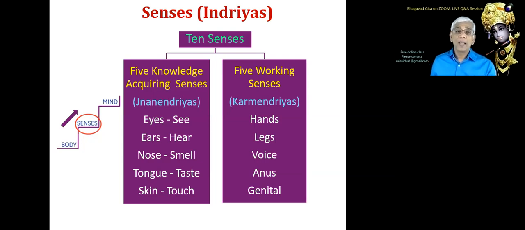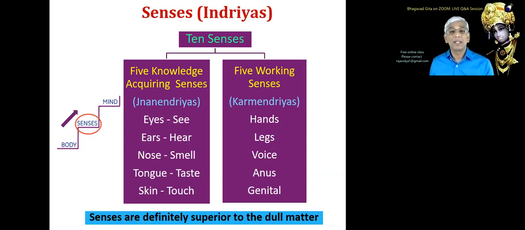So now, how are these senses higher than the superior dull matter? The senses are definitely superior to dull matter, because a person who is in a coma may have all his body perfectly working. All the organs in the body may be working very nicely, no problem. Blood pressure, blood sugar, everything under control. But no senses are working. The person is senseless.